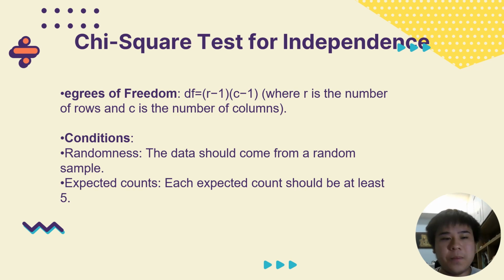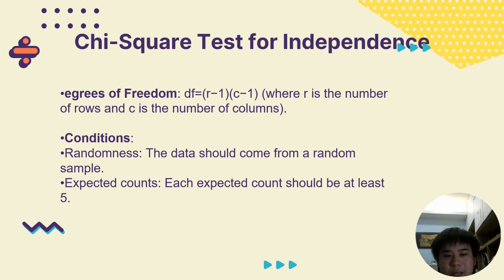So the degrees of freedom, df, is (R minus 1) times (C minus 1). R is the number of rows, C is the number of columns. In the previous example, there are two categories, boys and girls, and two categories, likes sneakers and does not like sneakers. So 2 minus 1 is 1, and 2 minus 1 for columns is also 1. 1 times 1 is 1. So the degrees of freedom is 1.